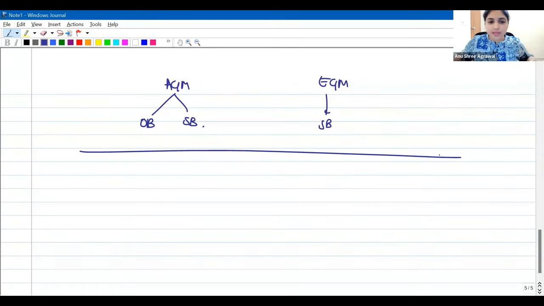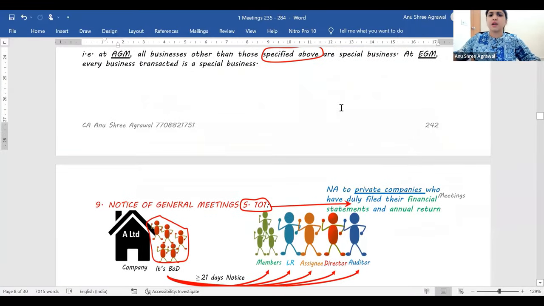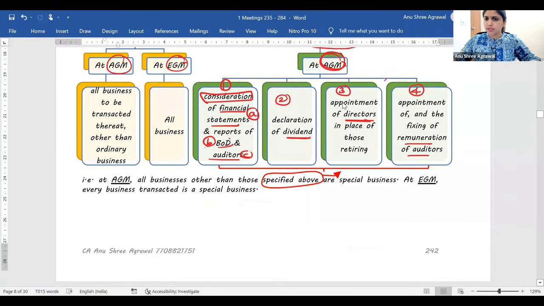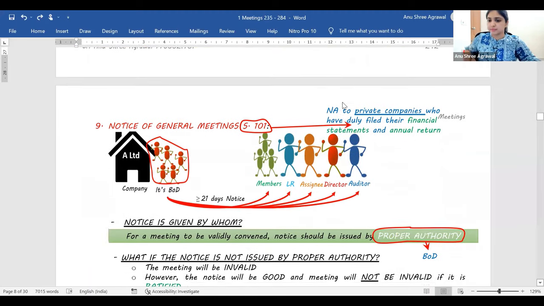Same thing, one more way I can write. Ordinary business I can do only in AGM. Special business, where can I conduct? In AGM also. So in the AGM, I can discuss ordinary business and special business. In EGM, I can discuss only special business. Apart from these four ordinary businesses, everything else will be special business.